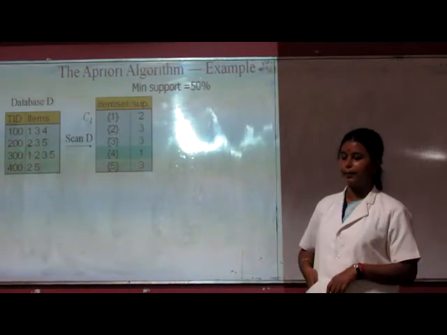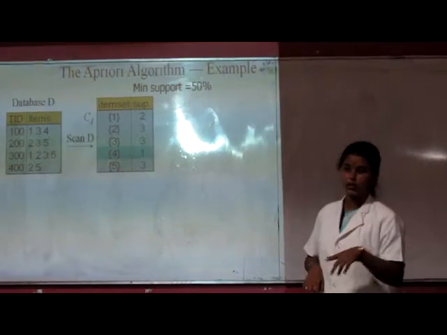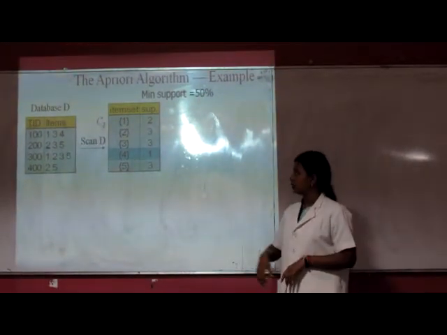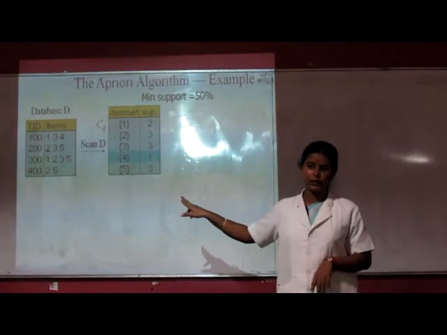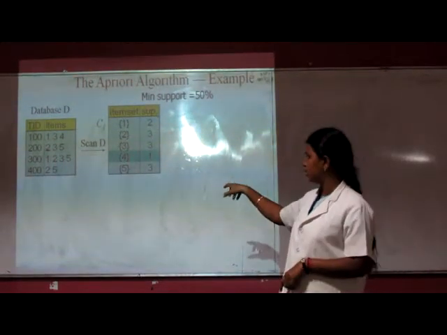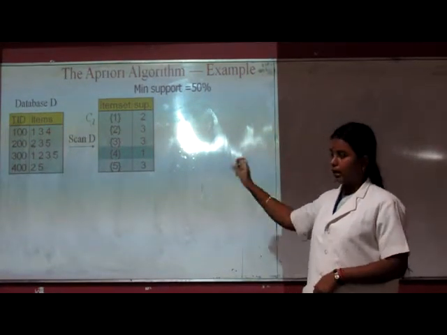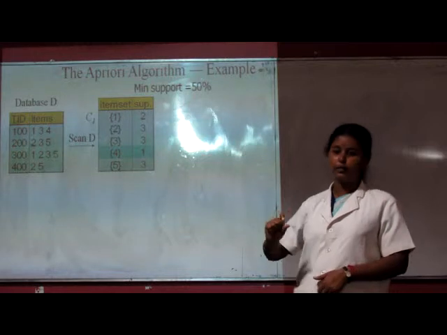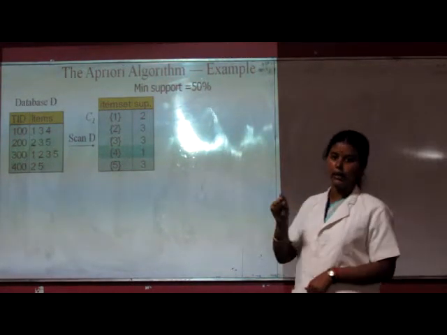So this is an example calculating the association rules. First I am taking 4 transactions with the number of items, that is, what are all the items purchased. So the transaction ID and the items that I am having. For individual items, I have to find out the support.